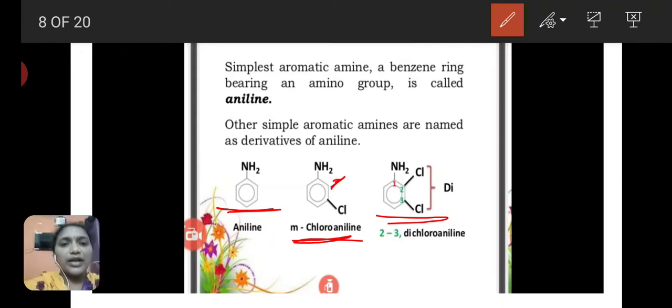The best example for aromatic amines is aniline. If aniline has any substituents, those are called derivatives of aniline. We can name these derivatives of aniline like this: metachloroaniline, or metabromoaniline, or whatever it may be. If one single substituent is present, we can give ortho, meta, para positions. If more than one substituent is present, we have to give numbering, 2,3 or 2,4, or 2,4,6-tribromoaniline, like that.